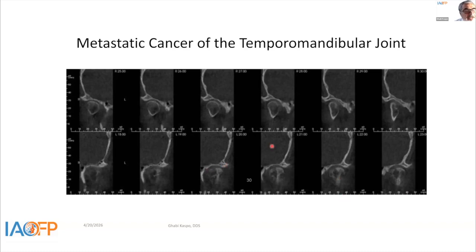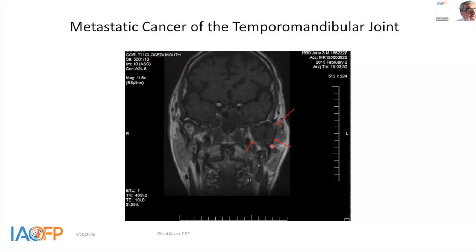We did ask the patient to go for MRI, and this is the MRI results. So there is metastatic cancer to the left condyle. I'm not sure how much the patient made it after that. So this is, again, history, imaging targeted modality, and make the right referral at the right time.